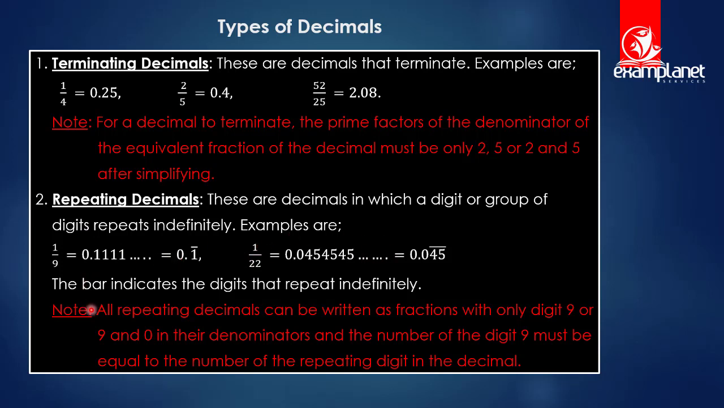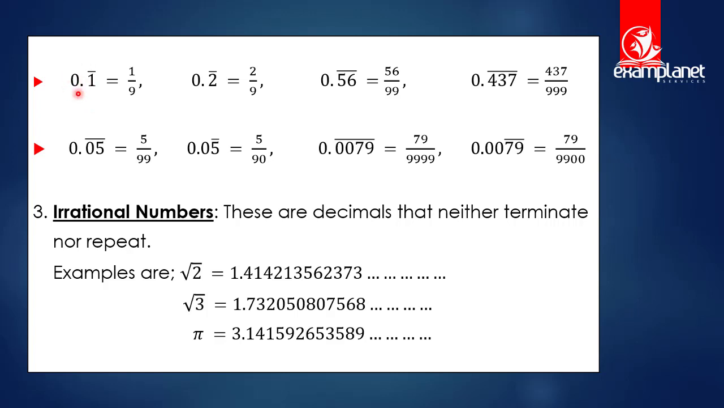Now note, all repeating decimals can be written as fractions with only digits 9, or 9 and 0, in their denominators. And the number of the digits 9 must be equal to the number of the repeating digits in the decimal. Do you get that? What are we saying here? Now, if you check this, this is 0.11111111 and so on. So we can write this as 1 over 9. Yes, that digit repeating, just that will be your numerator, divided by 9, because we have only one number repeating. Press the calculator and check to confirm it.